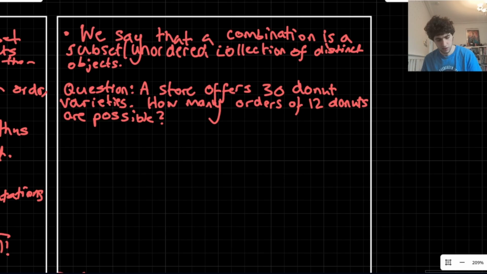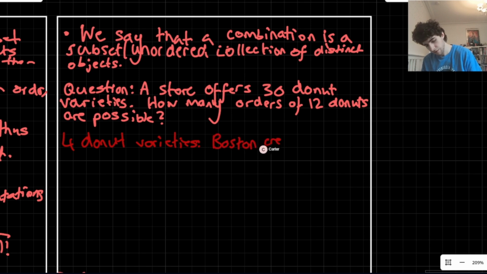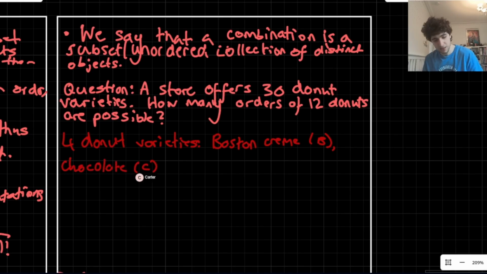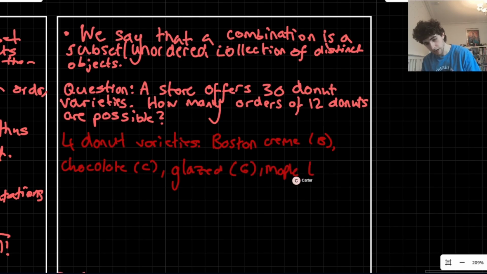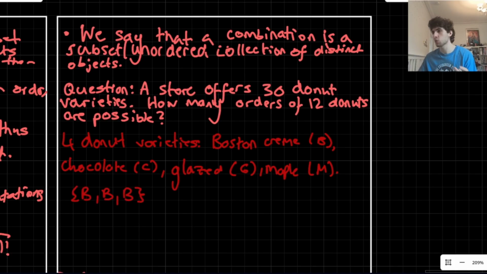So if there are 4 donut varieties, let's say, I think in the book it mentions Boston cream, so we'll say that's capital B, chocolate, that's capital C, glazed donuts is capital G, and maybe maple is capital M. Okay, so those are the 4 flavors of donuts that we have, and we are looking for the number of possible orders of 3 donuts. Well, there are a few different cases, right? You could order Boston cream 3 times. Maybe you just really like that flavor. Fine, no problem.